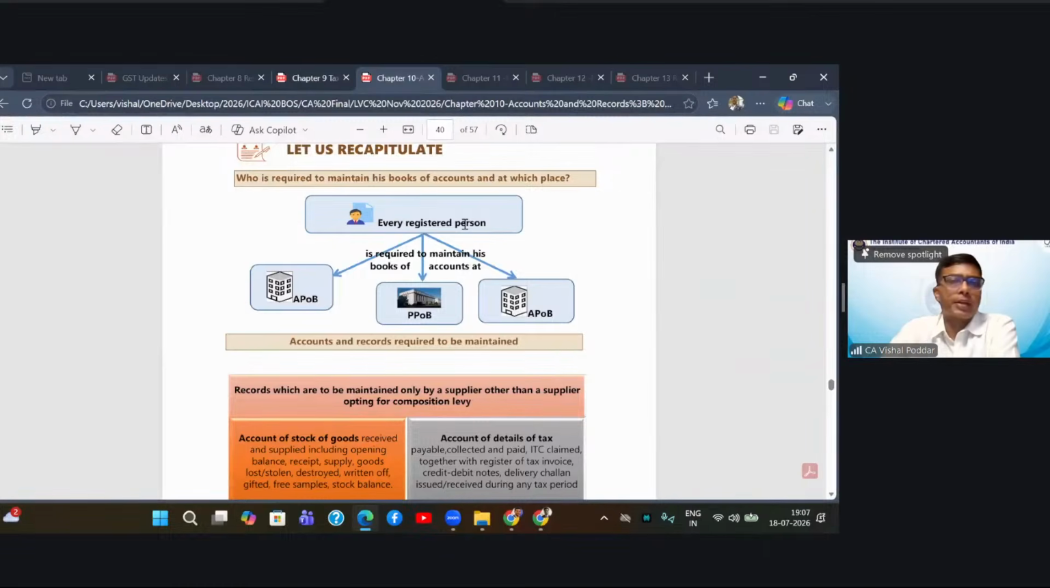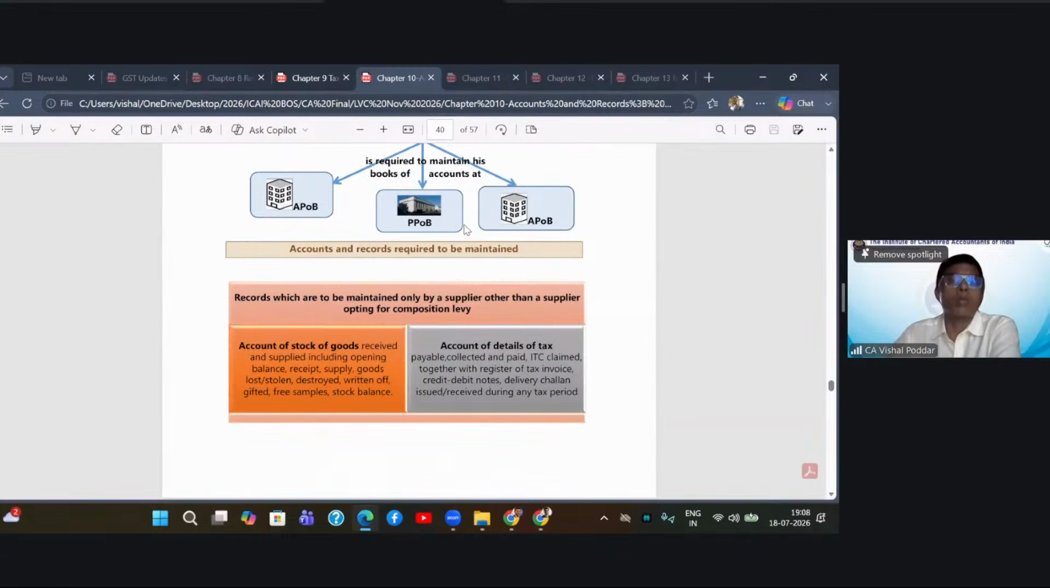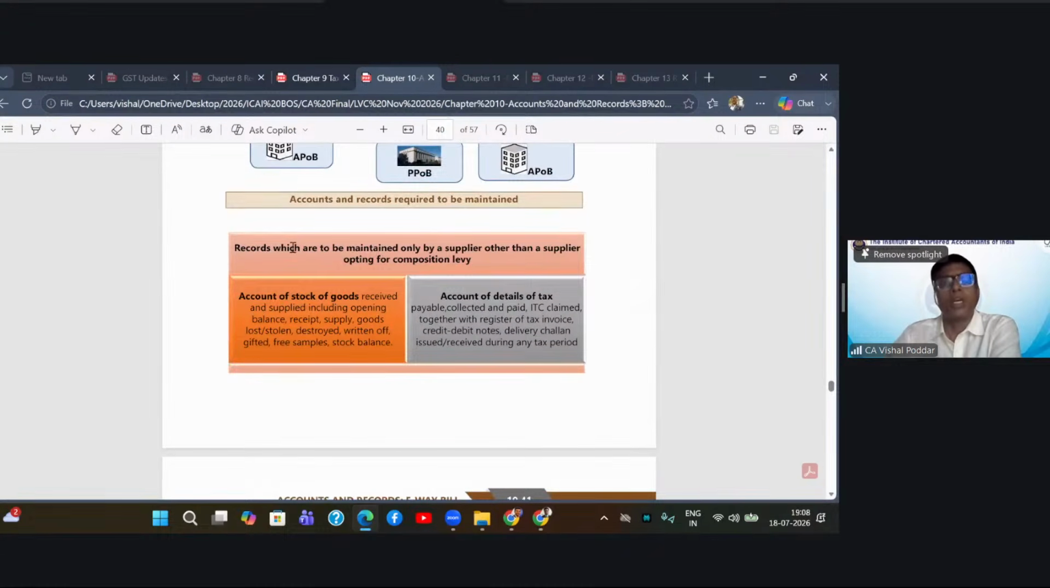Let us go to the next topic, which is books of accounts. Now, the first question is, who is required to maintain books of accounts and at what place? Now here, every registered person is required to maintain books of accounts at the principal place plus the additional places. So accounts and records are required to be maintained at all the places which are your registered places of business. Next, records which are to be maintained. What are the records to be maintained?